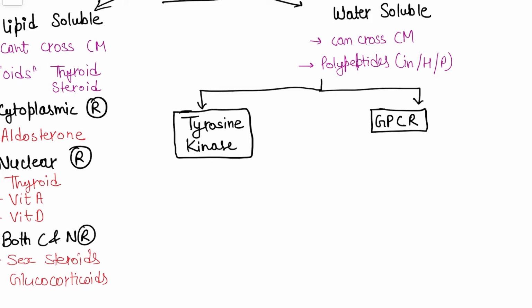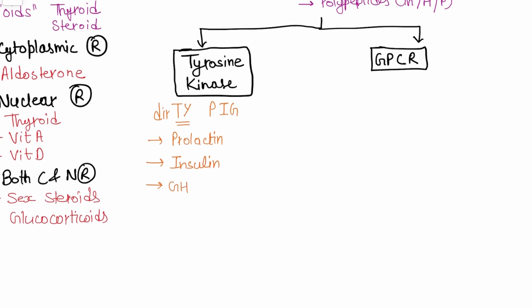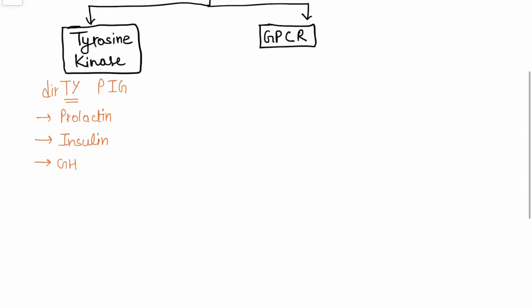To learn about tyrosine kinase, we will remember one mnemonic, that is dirty pig. I have written TY in capital letters because TY stands for tyrosine kinase, and PIG for the hormones. What are the hormones? Prolactin, insulin, and growth hormone.